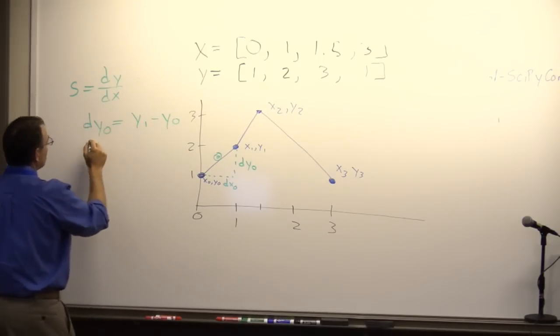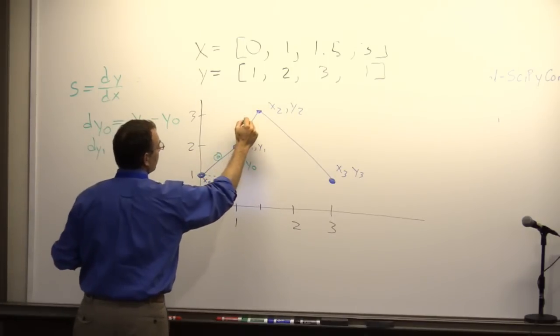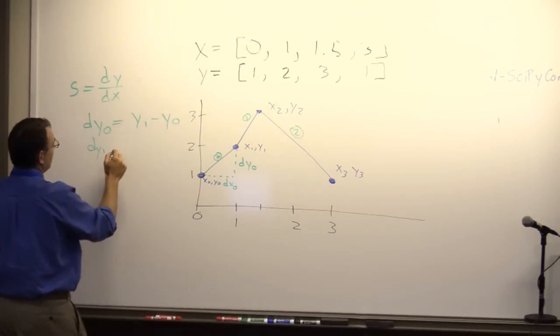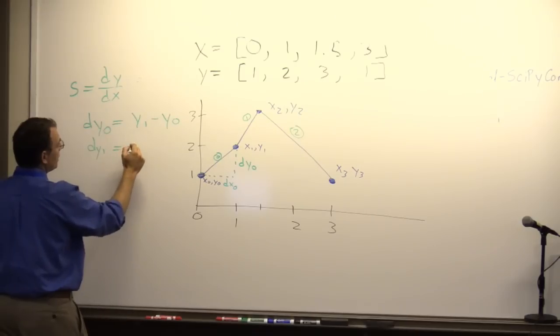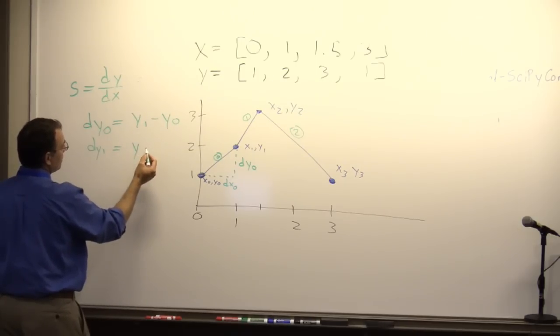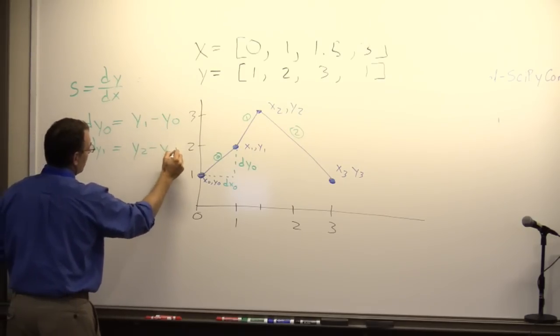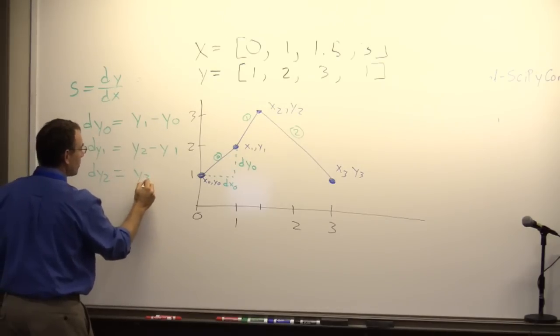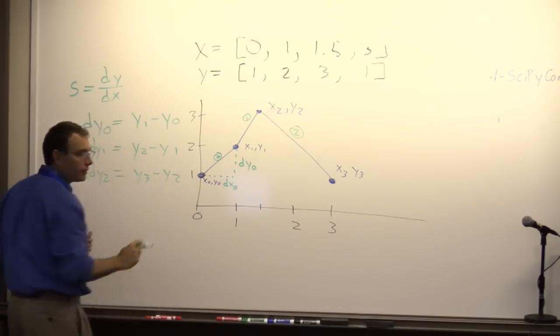Perfect. I'm going to be pedantic here, and we're going to finish this out because we have a 1 and then we have a 2, right? We have all of these lines here. So if I do dy1, that's going to be y2 minus y1. Awesome. And the final one is going to be y3 minus y2, right?